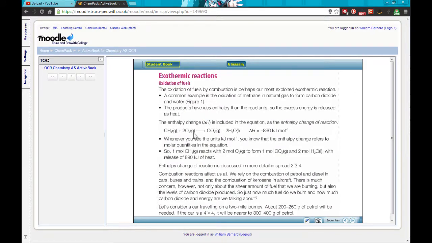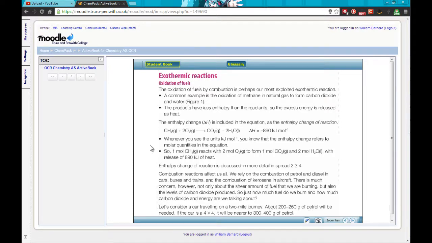and kilojoules per mole is like the measurement of enthalpy, and we're referring to molar quantities, so we're just measuring kilojoules per mole of reactant. So if 1 mole reacts with 2 mole, then we get 890 kilojoules of heat. Bearing in mind that the molar ratios do need to be exactly the same on both sides, otherwise we'll have to measure the energy changes again.